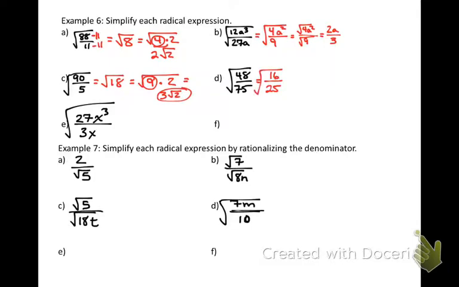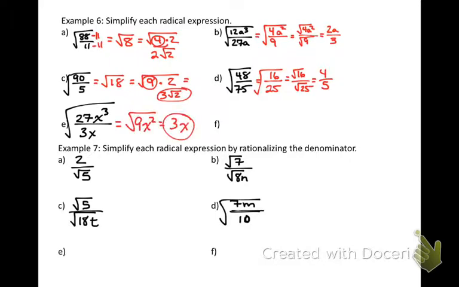Now I have square root of 16 over the square root of 25, which would be 4/5. And leave it like that. Don't turn it into a decimal or anything like that. I'd like you to try E by yourself.